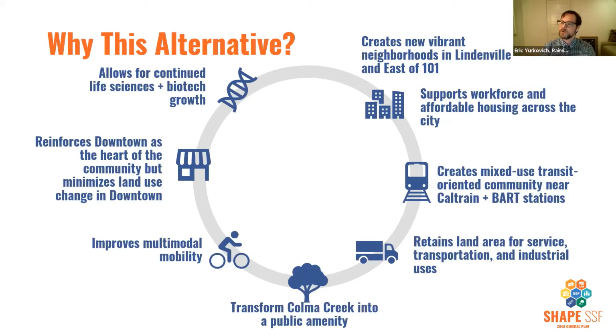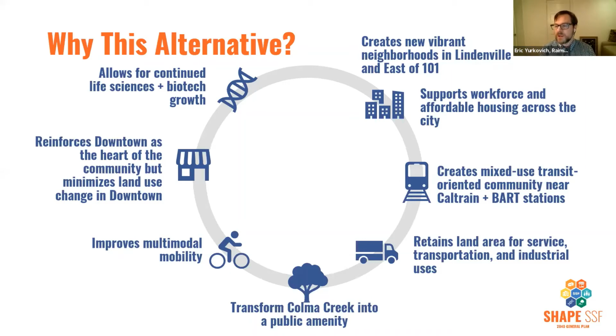And we heard a lot in all of those meetings about creating transit-oriented communities near both the Caltrain station and the BART station. And those are not just about creating higher density land uses, but weaving in policies for affordable housing, for better mobility for pedestrians and cyclists. And with mobility, we heard a lot of great ideas about connecting 101, downtown, and Lindenville together, but also connecting across the El Camino corridor. So improvements in that network across the entire community.